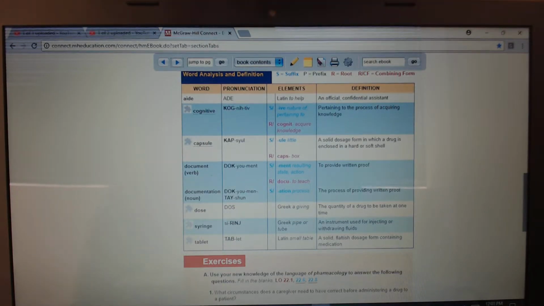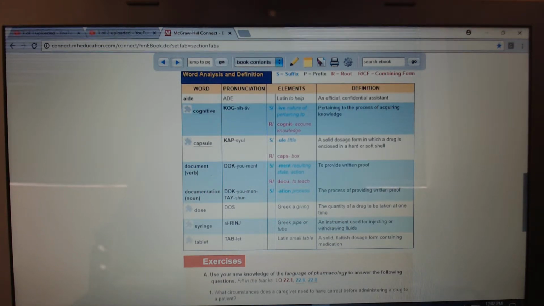Okay. Here's our vocabulary associated with our medications. Cognitive, pertaining to the process of acquiring knowledge. Aid is Latin to help, an official, confidential assistant. Cognitive, pertaining to the process of acquiring knowledge. Cognate means acquire knowledge. Capsule is a box, a solid dosage form in which a drug is enclosed in a hard or soft shell.